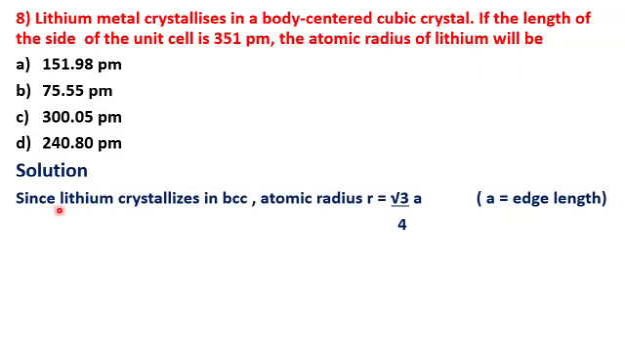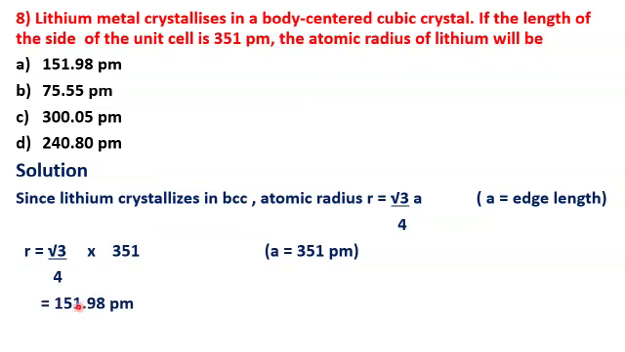So here they given that lithium crystallizes in body centered cubic arrangement. Hence atomic radius we can write as r is equal to root 3 by 4 a, where a is equal to edge length of the unit cell. So r is equal to root 3 by 4. Substitute the value of a, 351 picometer. Simplify, you will get the value of atomic radius of lithium, that is 151.98 picometer. Hence correct option is A, 151.98 picometer.